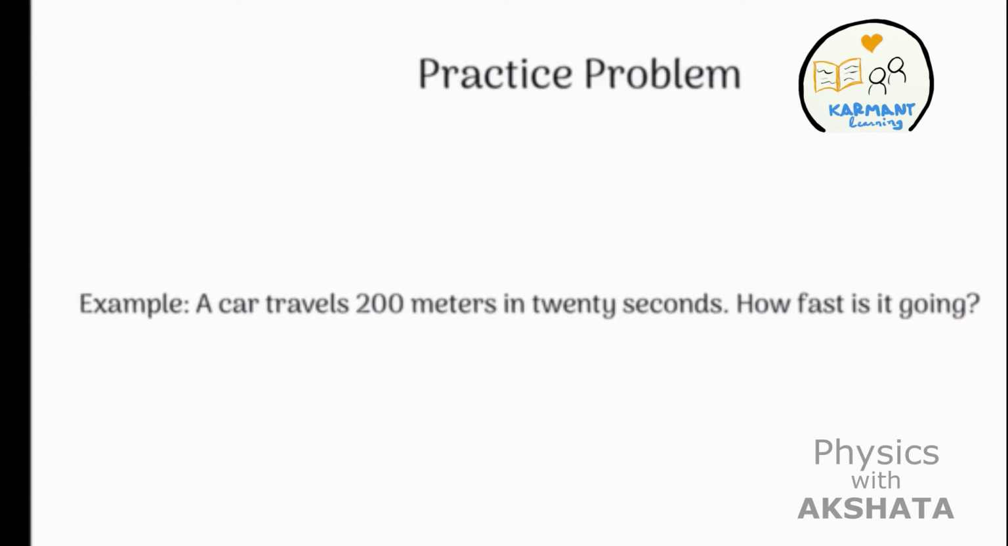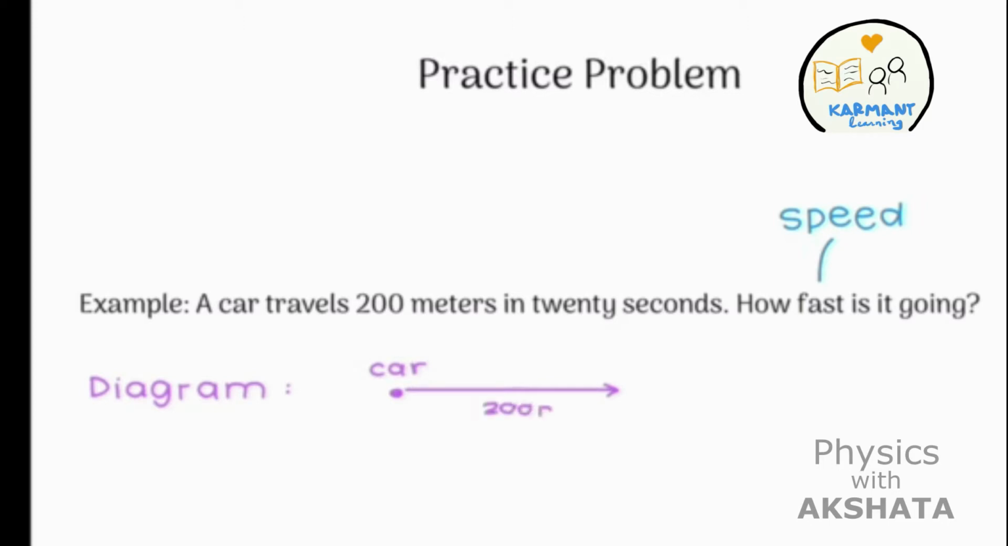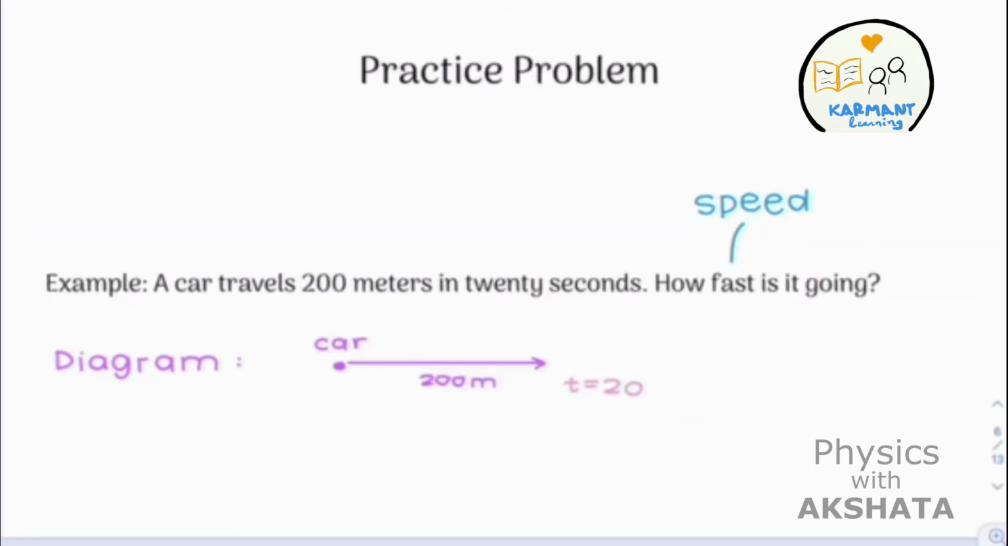Okay, why don't we look at a practice problem? So a car travels 200 meters in 20 seconds. How fast is the car going? Okay, so when somebody asks how fast you're going, they're usually asking for your speed. So first step is to draw a diagram. So here's our car, and this is the distance that the car is going, so 200 meters. And our time is 20 seconds.